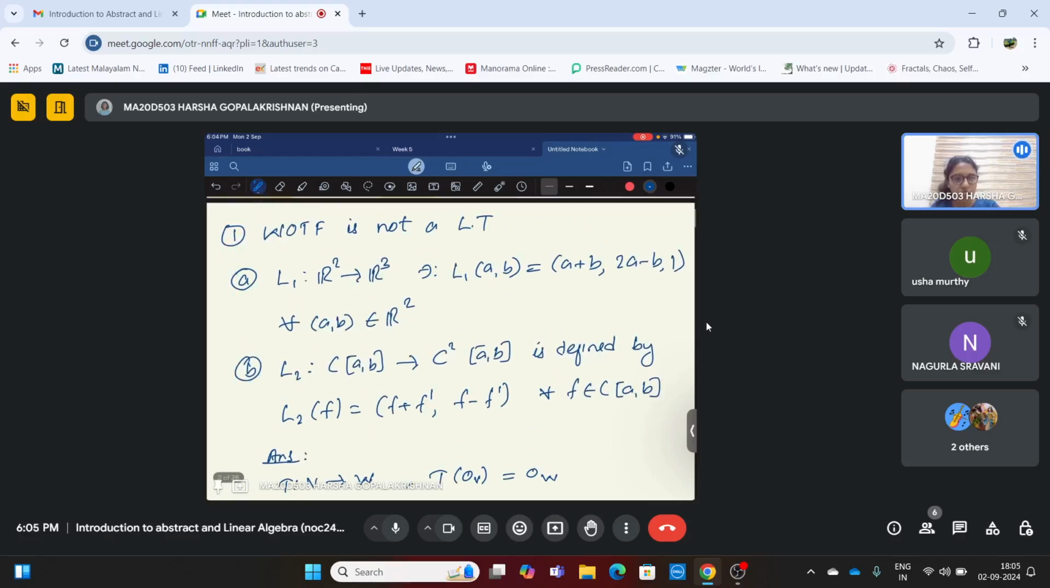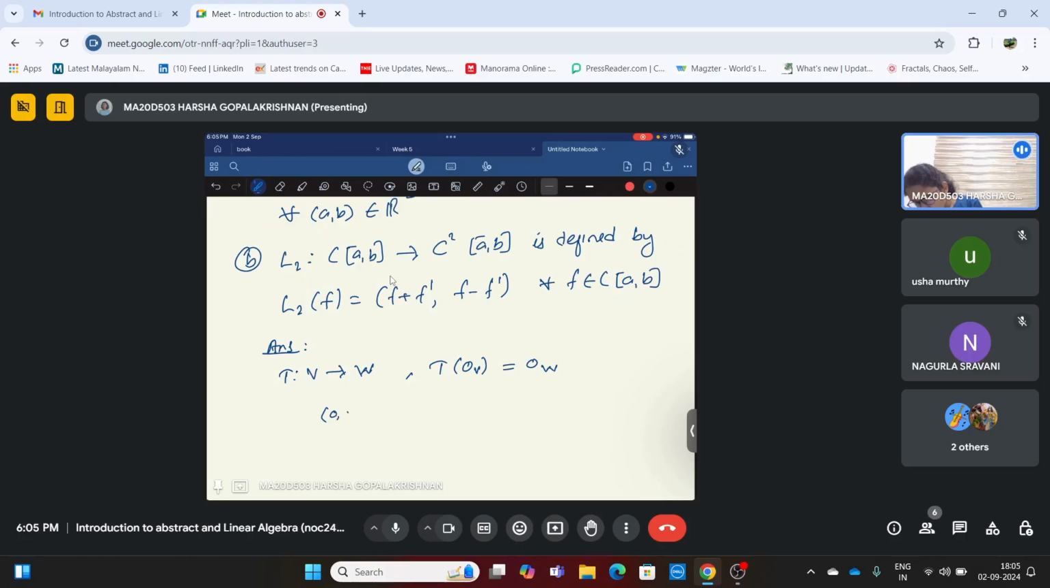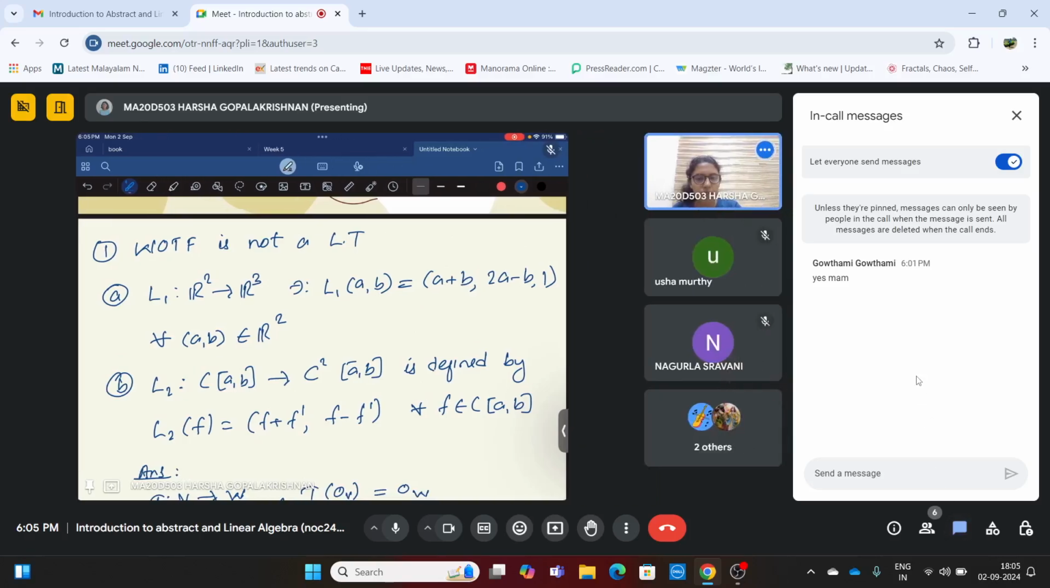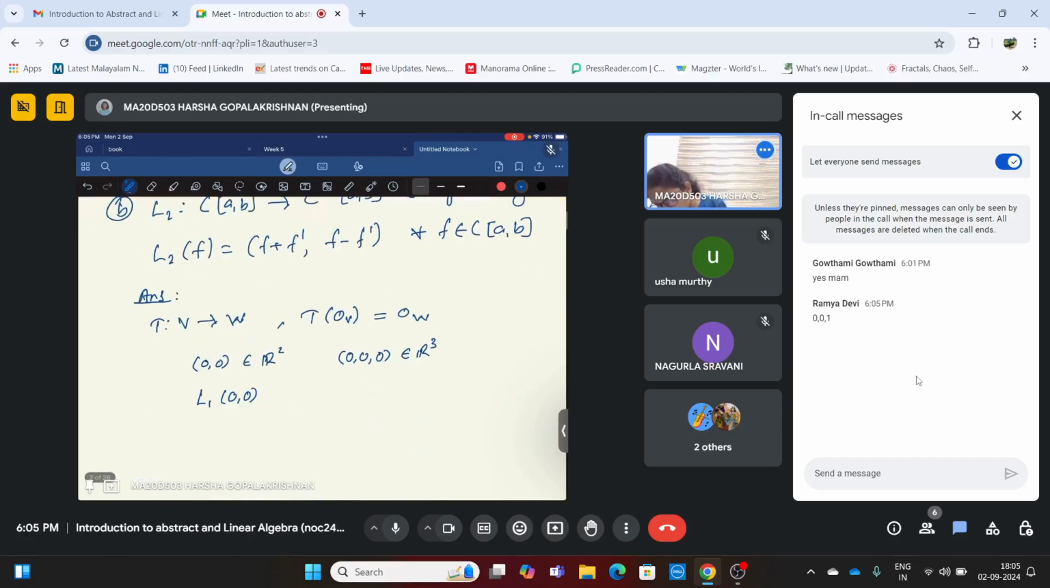Now the first question is whether this L1 is mapping the zero element of R2 to the zero element of R3. What is the zero element of R2? It is (0, 0), correct? And in R3, the zero element is (0, 0, 0). So the question is, what is L1 of (0, 0)? Just substitute it in the given equation. We get (0, 0, 1). So, is L1 a linear transformation?